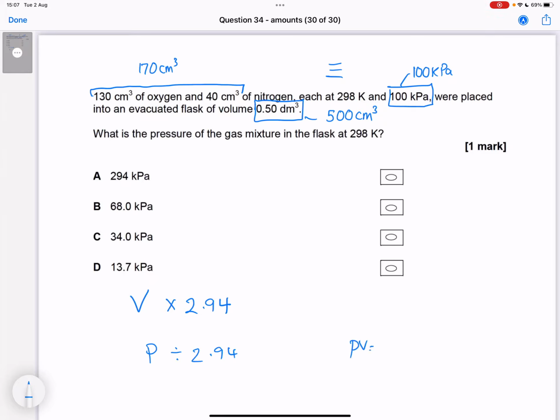Okay, so the volume was multiplied by 2.94, so the pressure would be divided by 2.94, because in PV equals nRT, if the temperature and the moles and the R are constant, then if V goes up by 2.94, then P needs to go down by 2.94. When we do that, 100 divided by 2.94, we get 34, which is answer C, so we pick answer C.